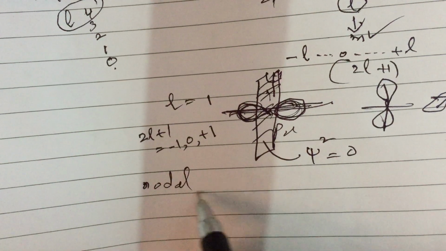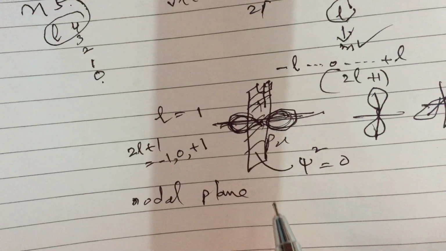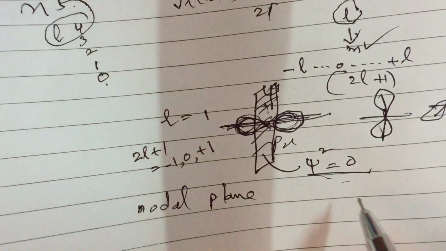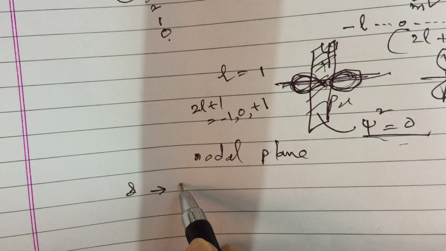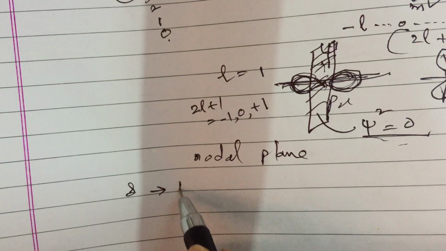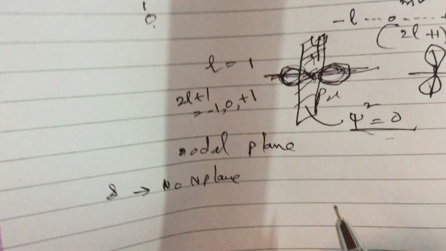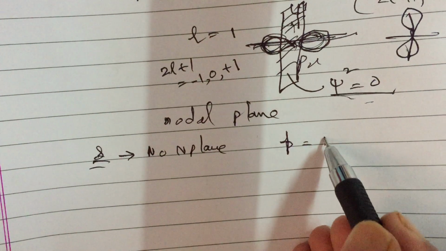Nodal plane. It is a two-dimensional plane. Sometimes it is called angular node, where the probability of finding an electron is 0. It is given by L value. For s orbital, there is only spherical shape and no nodal plane, no angular node. For p orbital, there is one nodal plane.